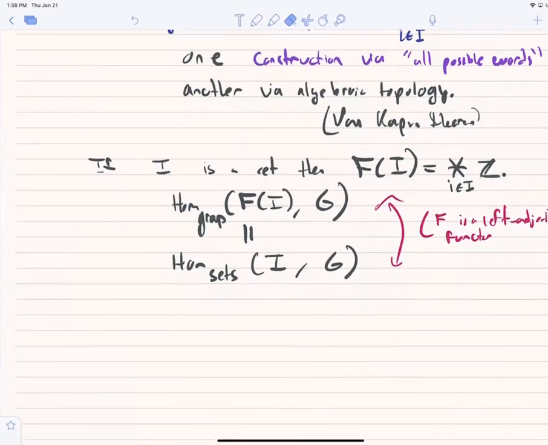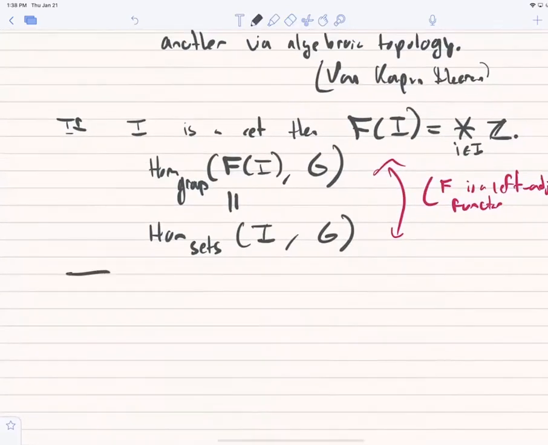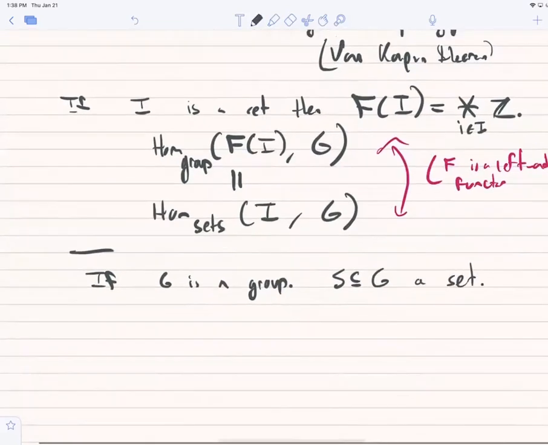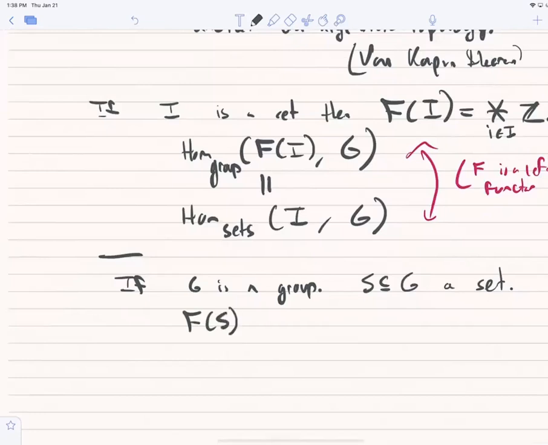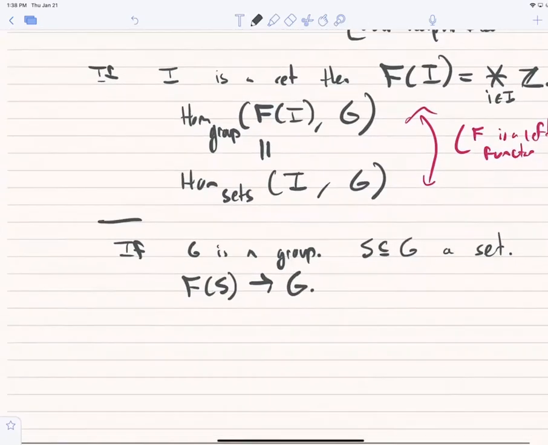Okay, and so, in particular, if G is a group, and if S contained in G is just a set of elements, we get a map from the free group on S to G, just sending the index S to the element S. And the image of this map is equal to the subgroup generated by S.